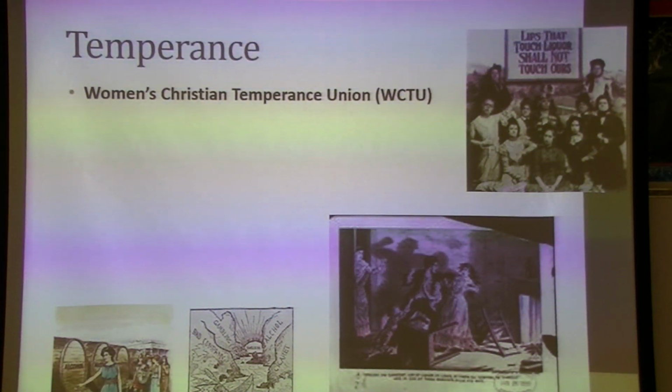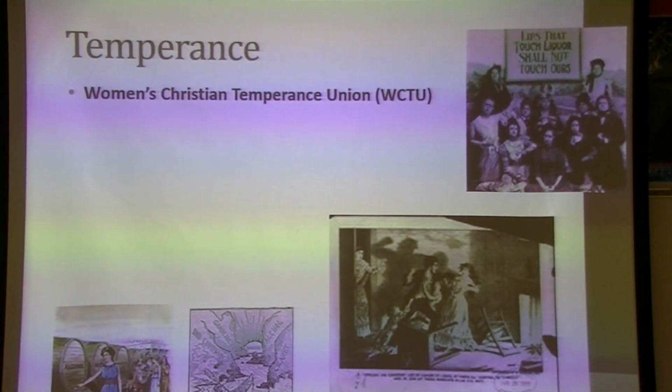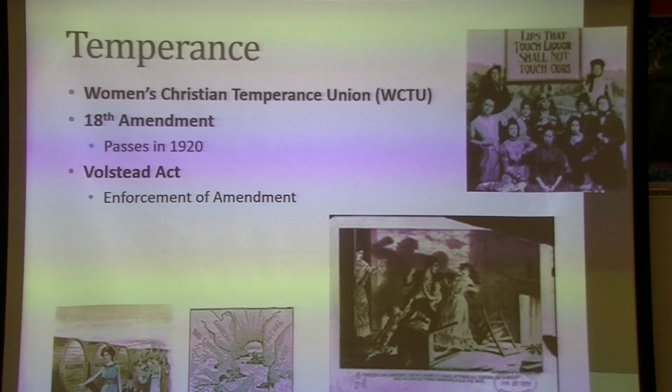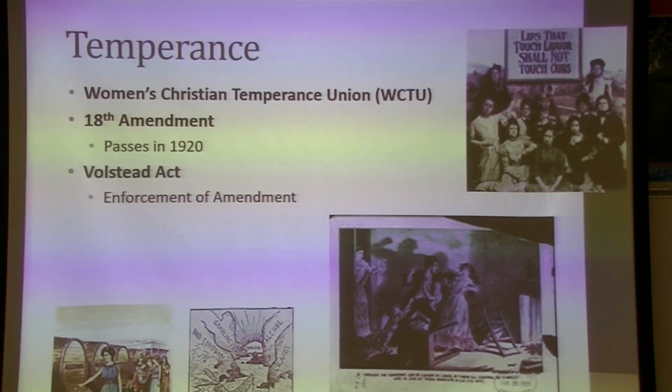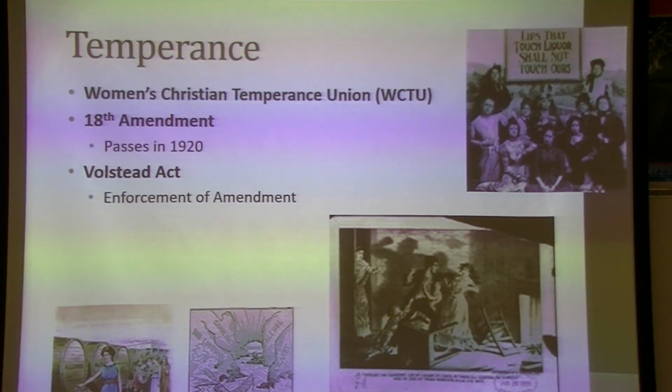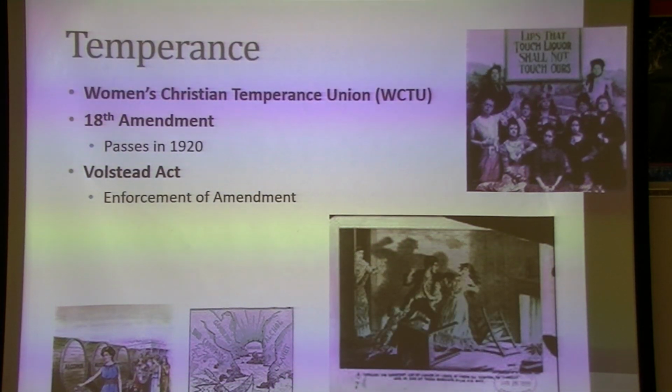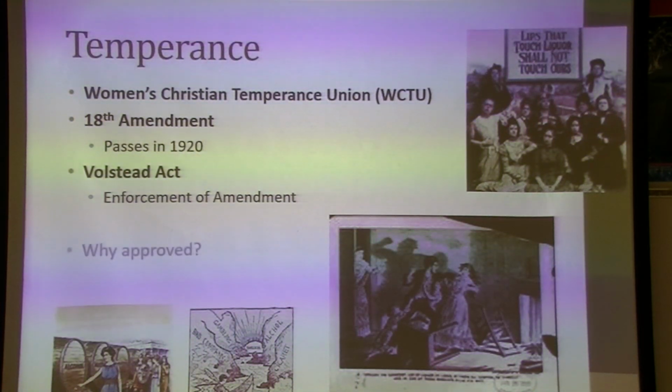alcohol outlawed. Again, a lot of these were women that worked in the settlement houses and they saw the effects of alcohol. The 18th Amendment is going to pass in 1920, and the Volstead Act will actually be the enforcement of it. So you could not buy, sell, or transport alcohol, but you could make your own. So it wasn't that alcohol was totally illegal, but you would have to make your own. You just could not then sell it to someone else.